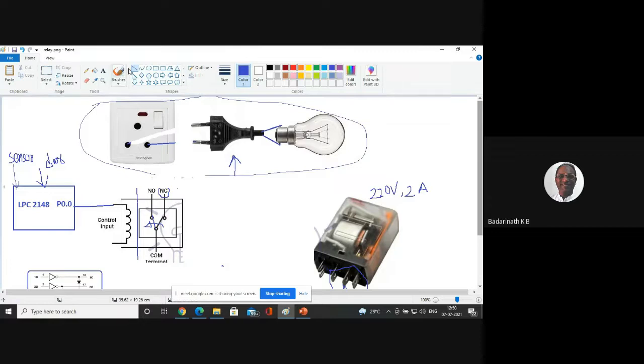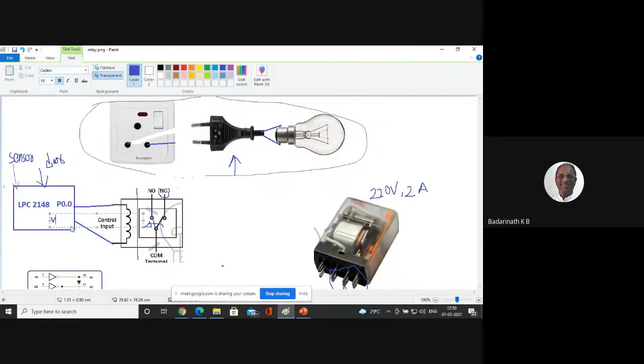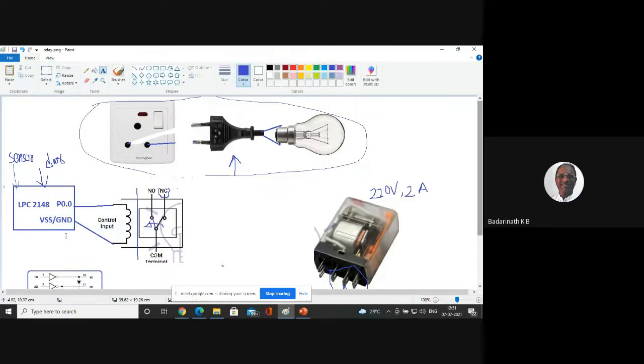I'll connect the ground point of the microcontroller to the other point of this coil. I will just indicate it as VSS. VSS is nothing but the ground point of the microcontroller. Now I connected it, so one side of my connection is done on the breadboard.